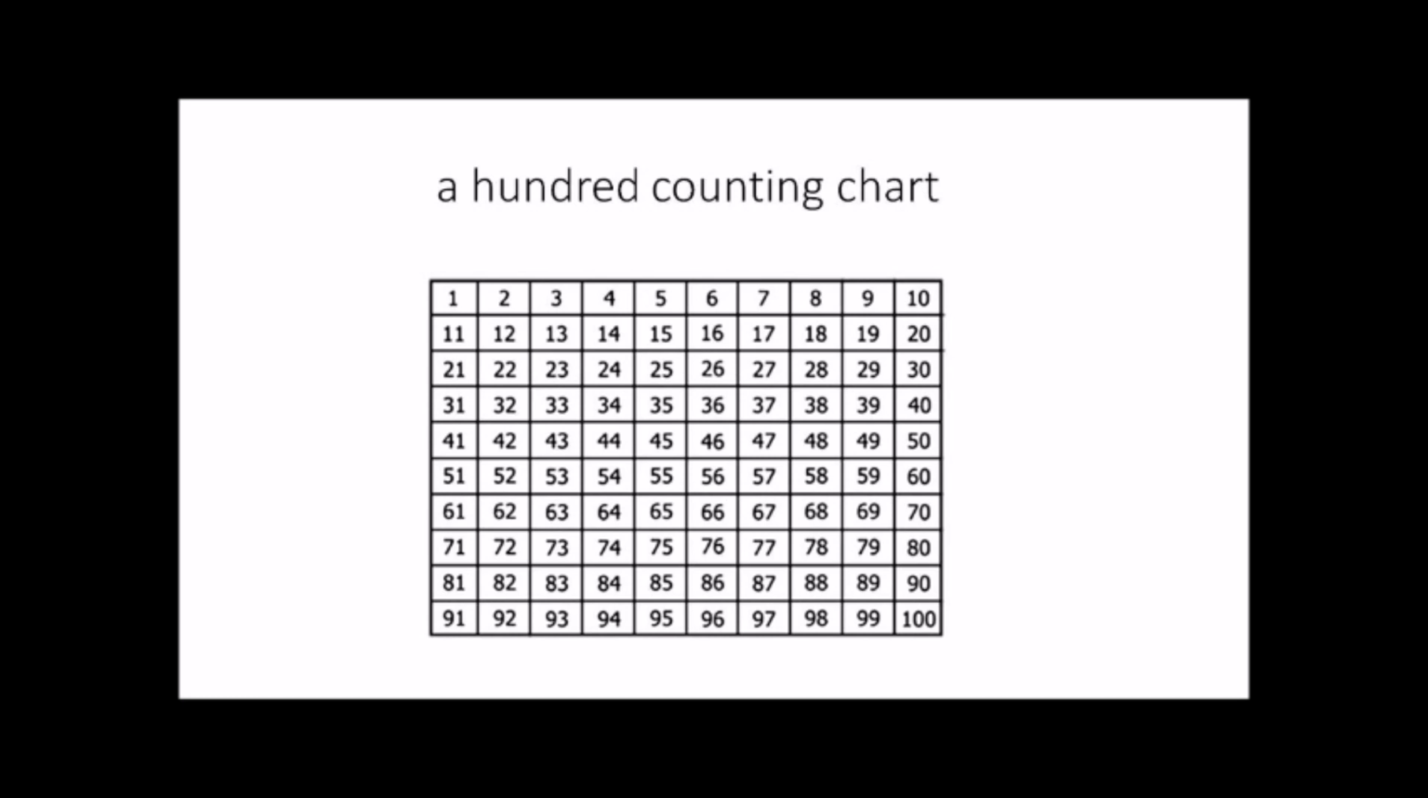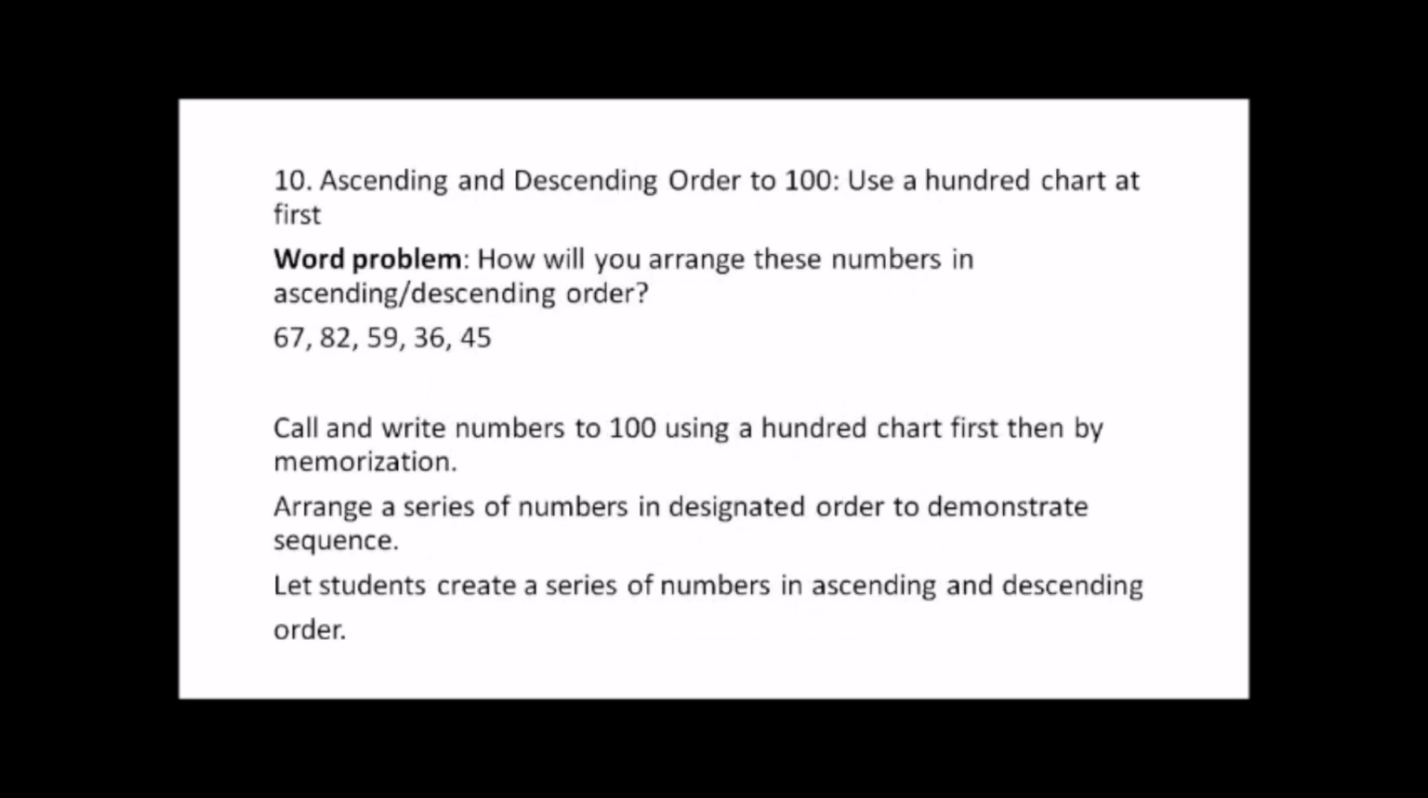Initially present a word problem and then move on to just the numbers, but make sure they're using a 100 counting chart so they can order numbers, to compare numbers and to order numbers. Initially they must have the number chart, the number line, or 100 counting chart in front of them to do this. Lesson 10, still the ascending and descending order to 100.